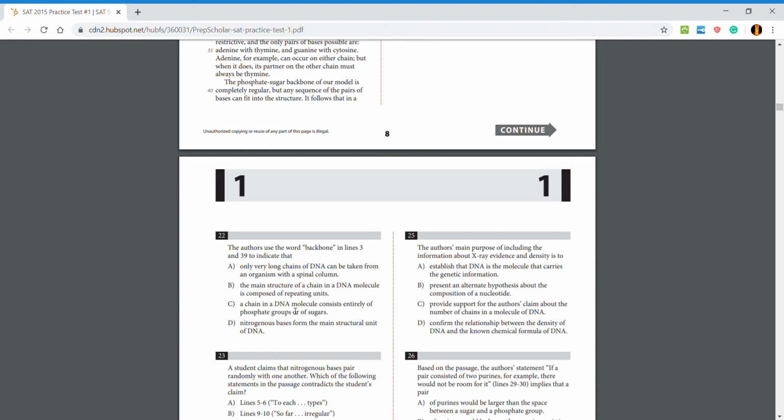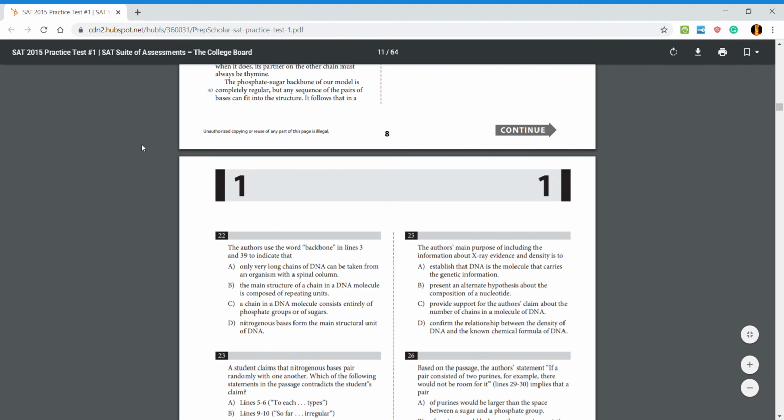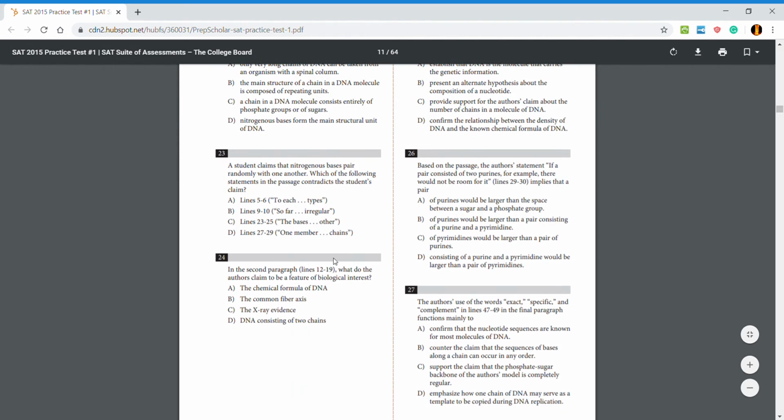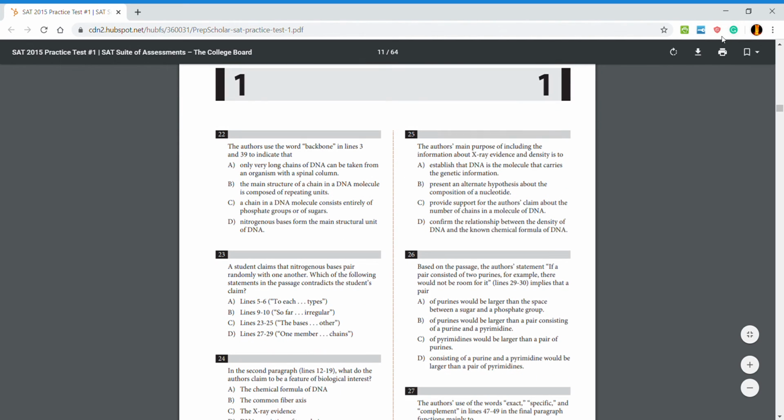Nor is it a chain in a DNA molecule consisting entirely of phosphate groups or of sugars, as the chain would be the entire thing, not just the middle part of the backbone. Nor would it be nitrogenous bases. The word backbone does not hint toward nitrogenous bases forming a main structural unit. They use the word backbone to indicate that it's made of repeating units. So, our answer for that question would be, in fact, B.